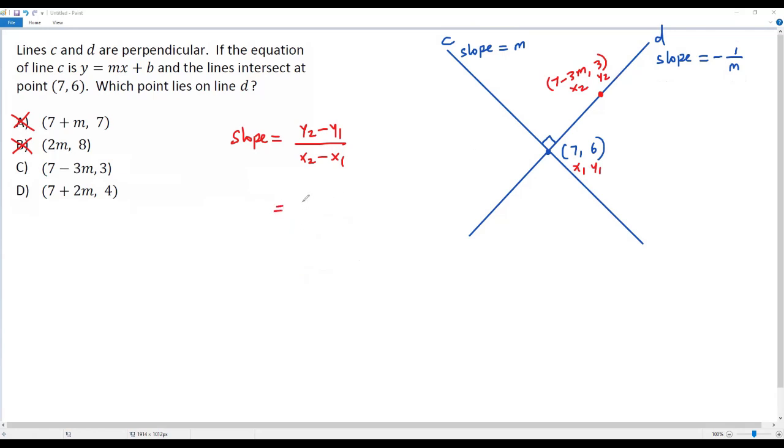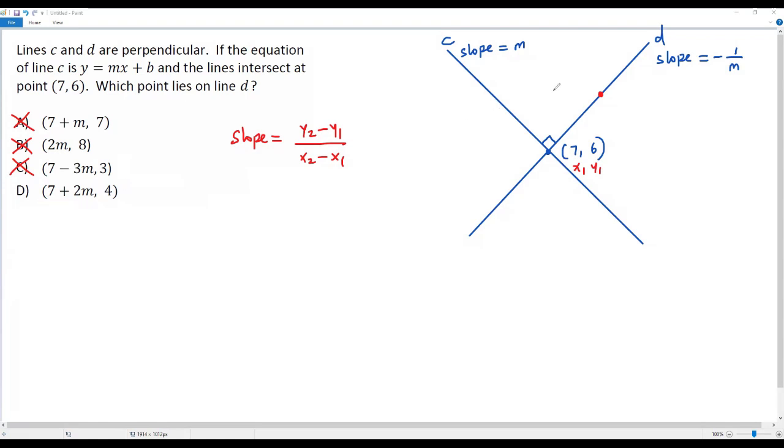Okay, here y2 is 3 and y1 is 6, and x2 is 7 minus 3m and x1 is 7. Okay, here 3 minus 6 is negative 3, and the positive and negative 7 will cancel. We get negative 3 over negative 3m. The negatives will cancel out, and this 3 will cancel. We get positive 1 over m. But here we have negative 1 over m as the slope of line D. So the answer choice C is incorrect. Let me erase the stuff. Now let's consider the point in answer choice D.